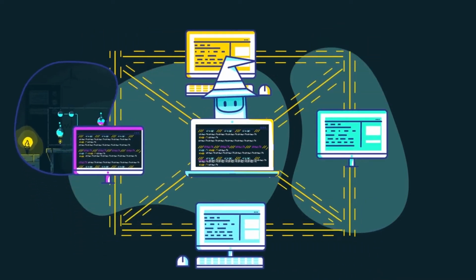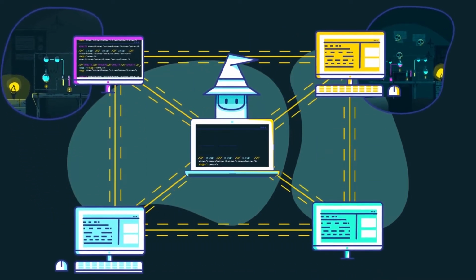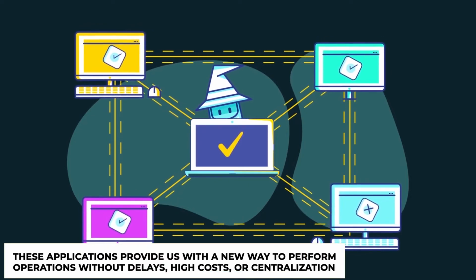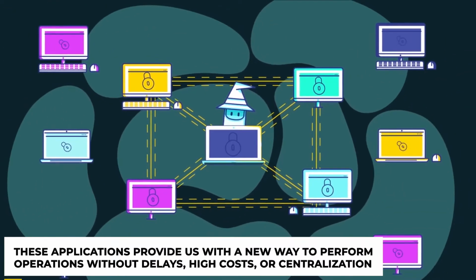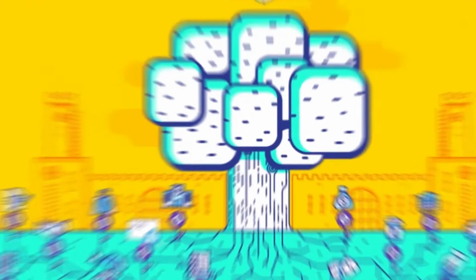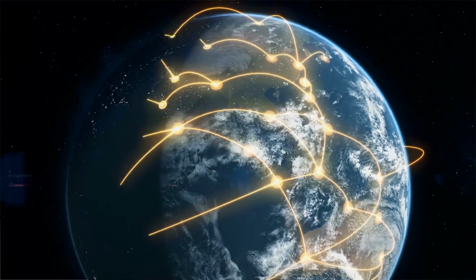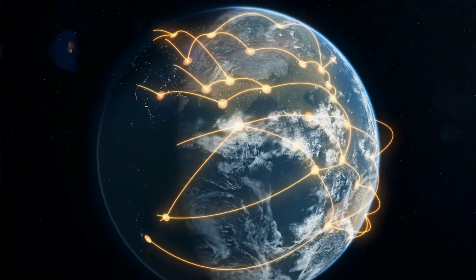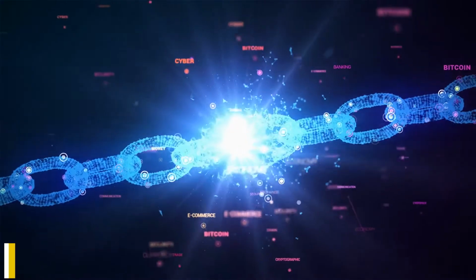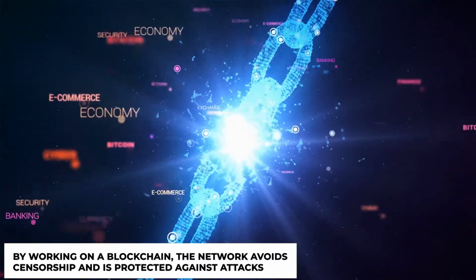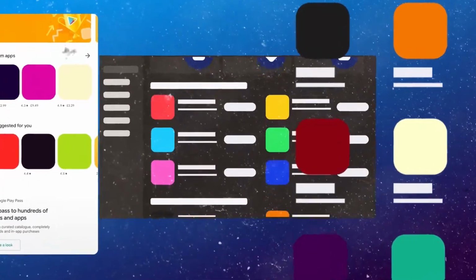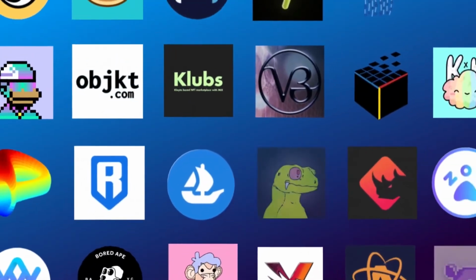Another reason for their importance is the elimination of intermediaries. These applications provide us a new way to perform operations without delays, high costs, or centralization. Unlike traditional or centralized applications, dapps are not controlled by anyone. As we've already mentioned, they are available to any user without any restrictions. By working on a blockchain, the network avoids censorship and is protected against attacks, which ensures privacy and defends anonymity.